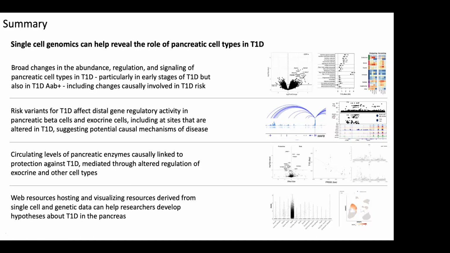And then last, we spent a lot of time trying to create web resources to host and visualize data derived from single cell data, genetic data for other people to be able to use them, so that hopefully people can take these resources and develop hypotheses about genes and pathways of interest in the role in type 1 diabetes.